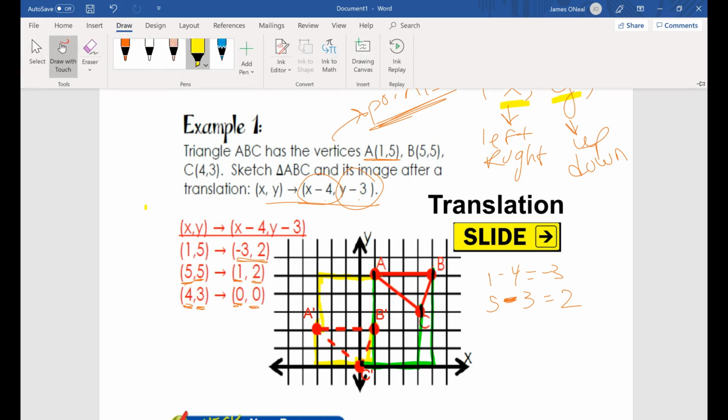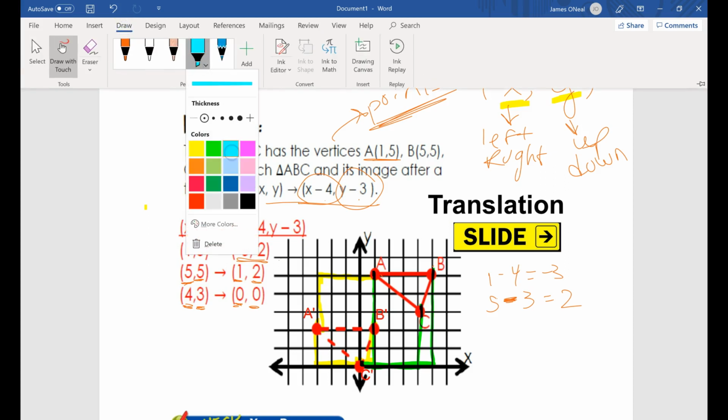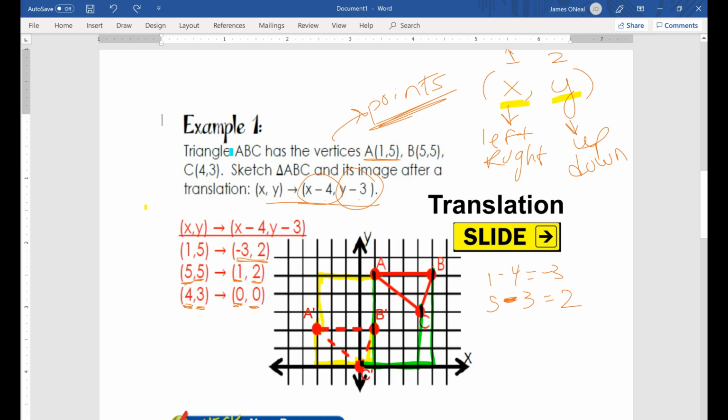Y'all, this is going to be baby stuff. I promise you. I'm changing colors so y'all can see that. Let me just undo those colors. Come on, undo. There we go. All right, let me undo that there.